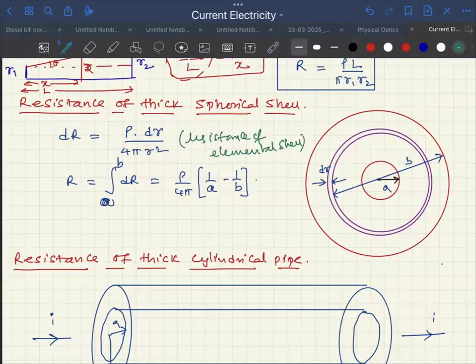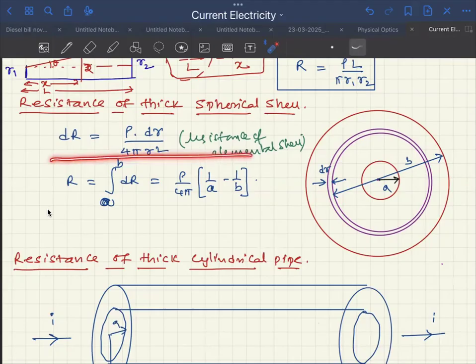Now, how are all such shells from the center towards the surface, from the innermost edge to the outermost edge? Boys, how are they? Series or parallel? Series. Why? Because it is the same current that flows through every shell. Again, infinite small addition, a to b, dr. Now, what are you going to get? Integration of 1 by r square is 1 by a minus 1 by b. That's it. So, resistance of the thick spherical shell is expressed like this.